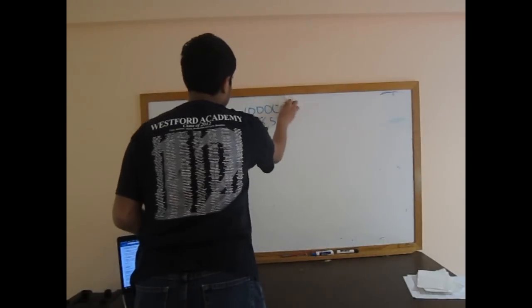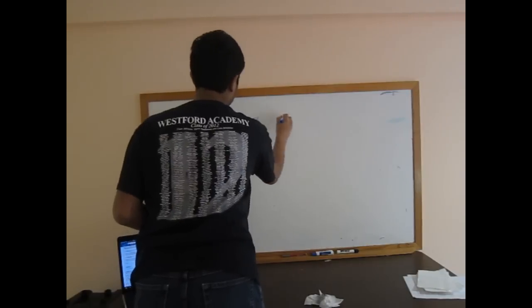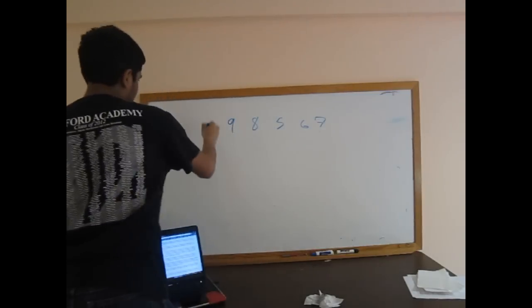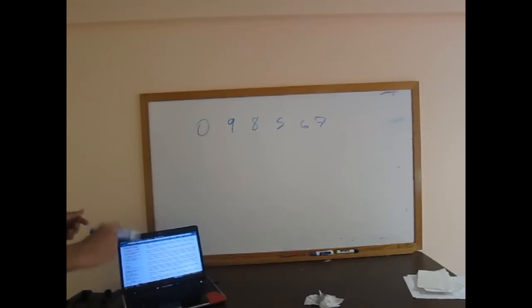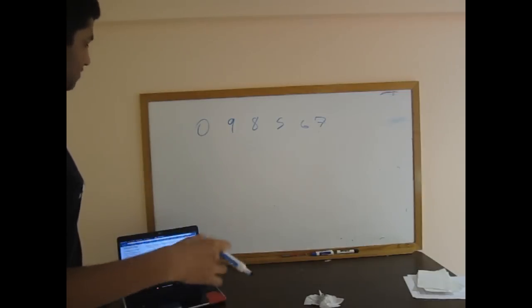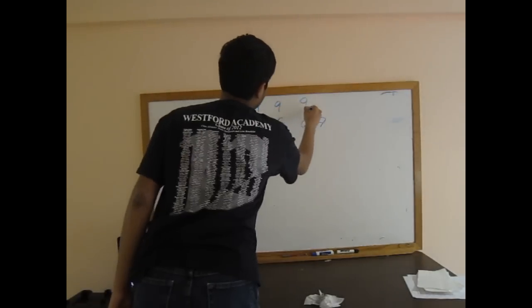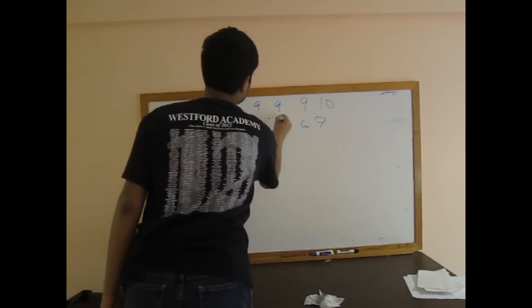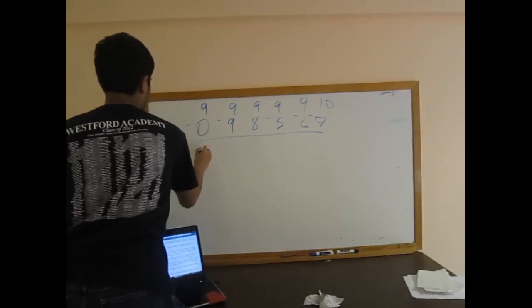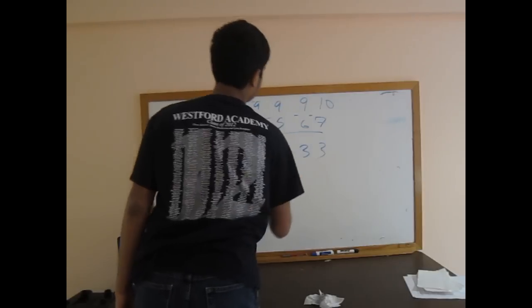I'm going to take the 98,567 and separate it into its digits. I'm going to pad a 0 onto the end. Next, I'm going to start the tens complement procedure with 0, 9, 8, 5, 6, 7, 0. So 9, 9, 9, 9, 9, 10. I'm going to do all these mini subtractions. So I get 9, 0, 1, 4, 3, 3.